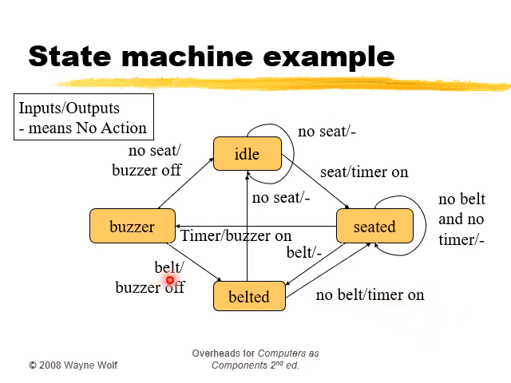We use a variable named state to hold the current state of the machine. The current state can be idle, seated, belted, or buzzer. And then we will check the input. Is it the seat input, the belt input, or the timer input? And then we will do some appropriate action. So we use the variable state to hold the current state of the machine and a switch statement to determine what action to be taken in each state. So let's move on to the algorithm of this finite state machine.